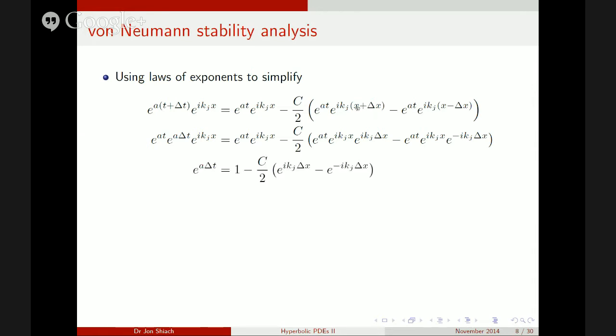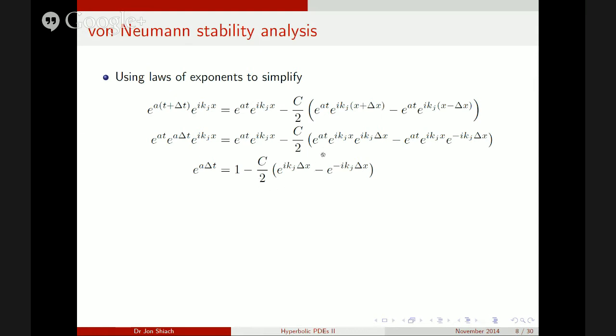Now what I've done is I've divided both sides by e to the a t times e to the i kj x. So the left-hand side, if I divide that by essentially that, I'm just left with e to the a delta t. That divided by itself, well, obviously it's just 1 minus c over 2.